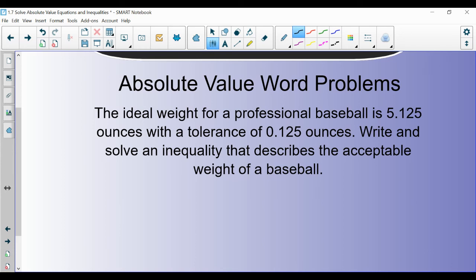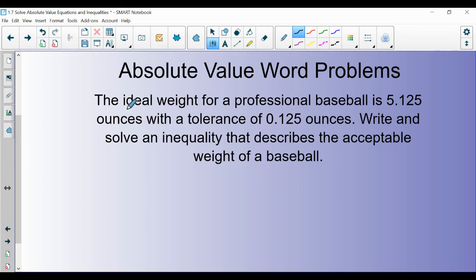There will be this absolute value word problem type of question, and it will be on the quiz and the test. But keep in mind, on your quiz you can use your notes, and on your test you can use a note card so you can properly set this question up.